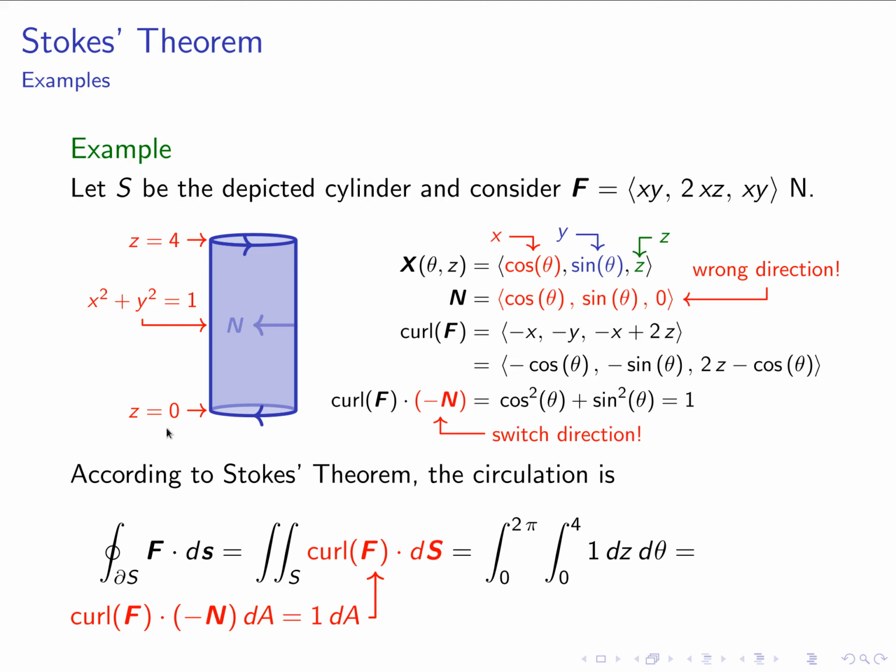Here z ranges from 0 to 4, and theta ranges from 0 to 2 pi. Well, when we do the calculus here, we end up with 8 pi, and the units are Newton meters. This is exactly the answer we got when we did the calculation previously. However, here the calculation is dramatically simplified because we've applied Stokes' theorem and we didn't do the two individual line integrals.